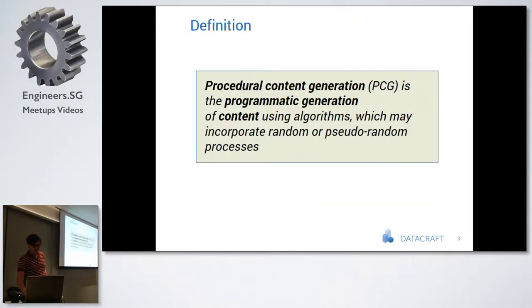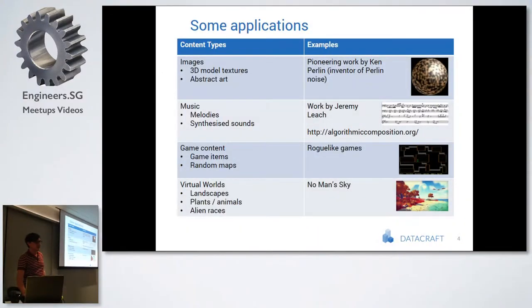Okay, so procedural content generation. Basically, it's the programmatic generation of content. Instead of hiring an artist who has to draw all these beautiful sprites or paint on their graphics tablet, we're going to get the computer to do the work of generating images using code. And typically, this incorporates some random or pseudo-random processes in order to get these natural looks. And it's got a bunch of different applications.